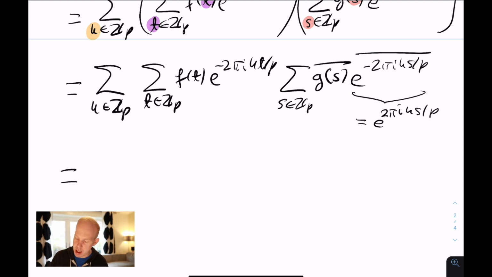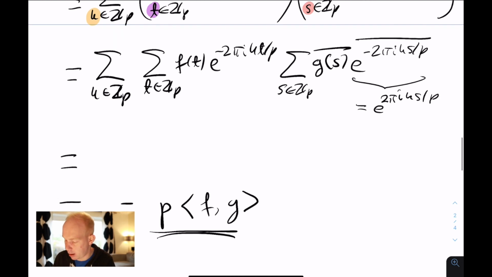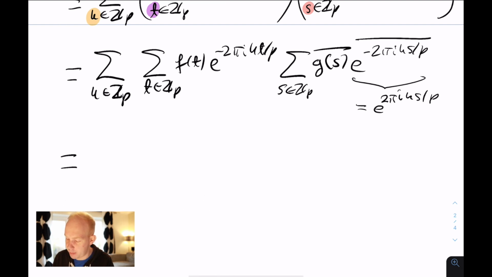My aim in the end is to get something like this: if I want the main theorem to hold, I want a p times the inner product of f and g. So in some sense I need to find the inner product of f and g out of here and multiply by a constant that may come out of the complex expressions. In order to do that, let's rearrange the sum into that kind of form.